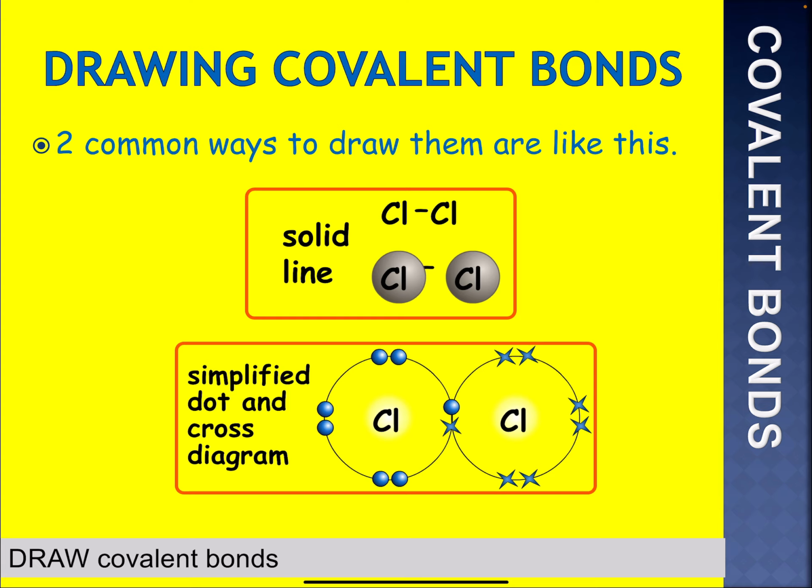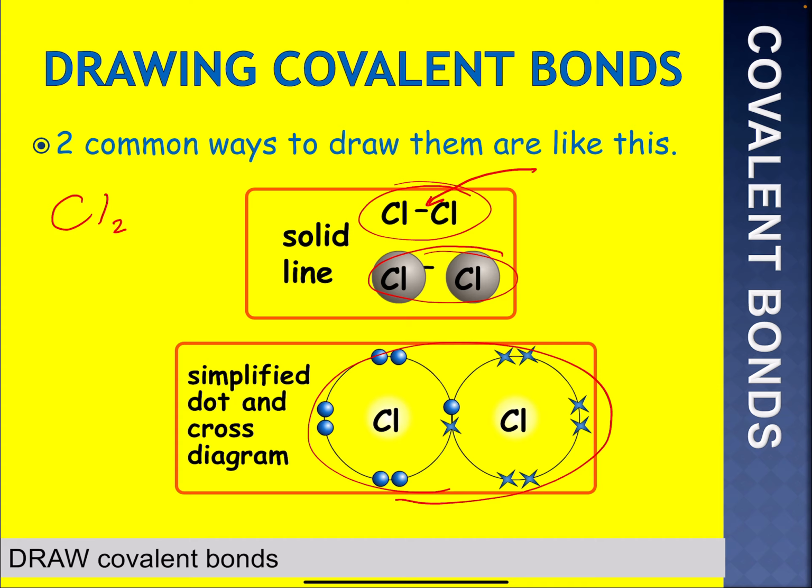Now, the way to represent chlorine, so there's your chlorine molecule. You can represent it like this, or like this, or like this. And what you will find is that little dash represents a single covalent bond, and it's made up of 2 electrons.